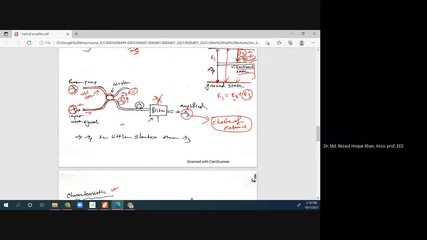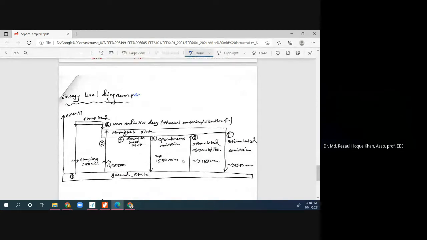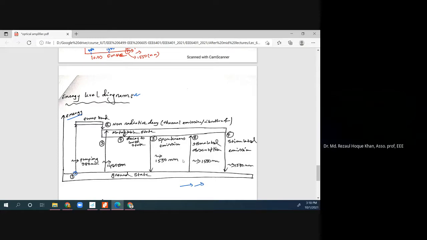Okay, see what happened. This is the energy level diagram of the EDFA, erbium doped fiber amplifier. This is wavelength versus energy. There are two ways of pumping. We can pump at 980 or 1480 nanometer. Imagine we only pump at 980 nanometer. At 980 nanometer, from the ground state, it is pumped to the pump band. We call it the pump band, or the exciting band.